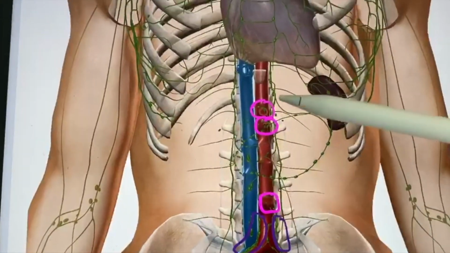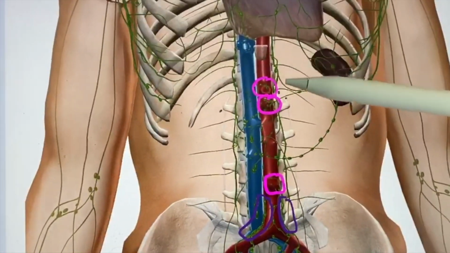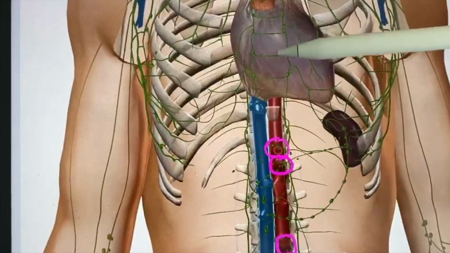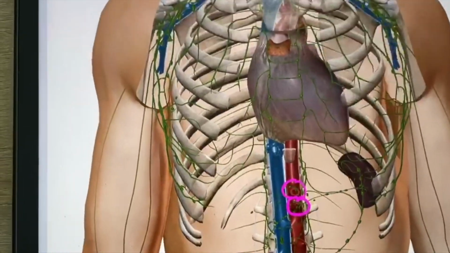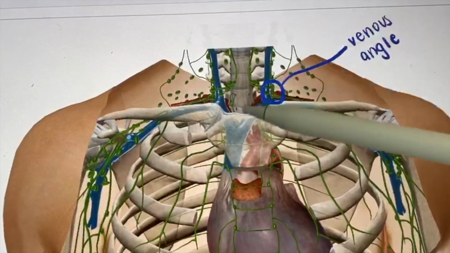Both of these collect and go to the cisterna chyli, which then goes up posterior to the heart, up here, posterior to the thoracic duct, and it ends all the way up here at the venous angle.